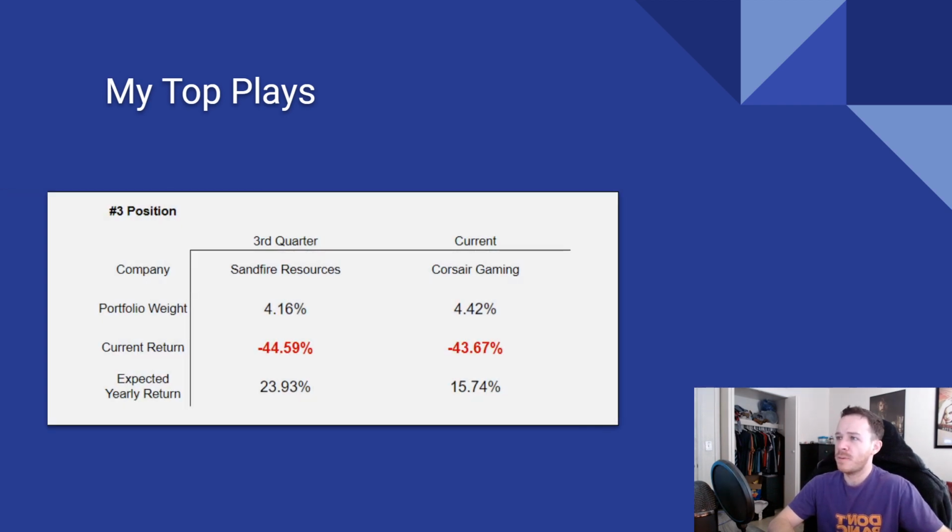Now taking a look at the third position, which in the third quarter was Sandfire Resources, another company that has been switched out, but not because we sold any of Sandfire Resources or anything like that.